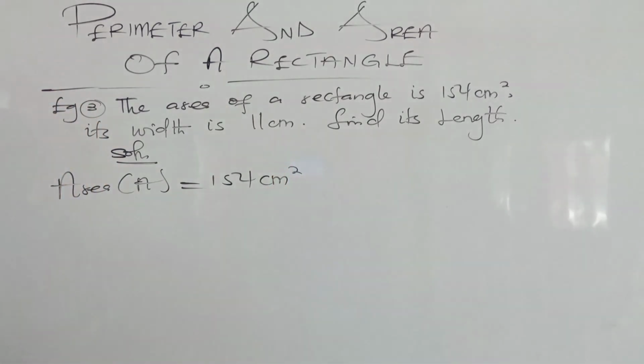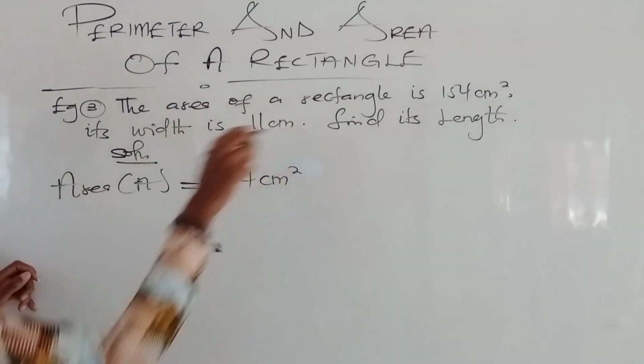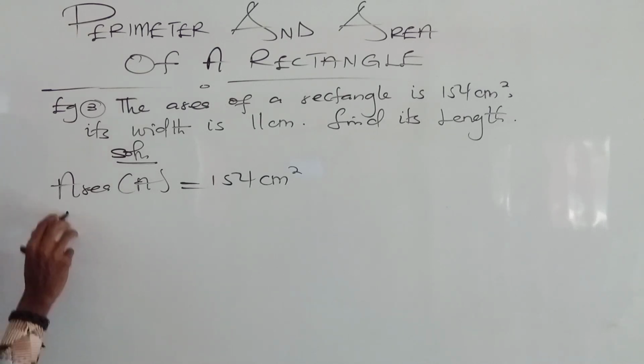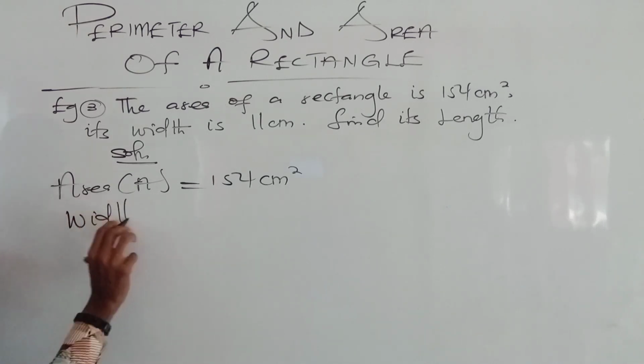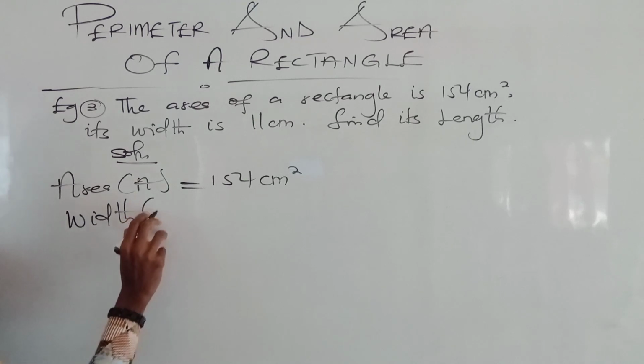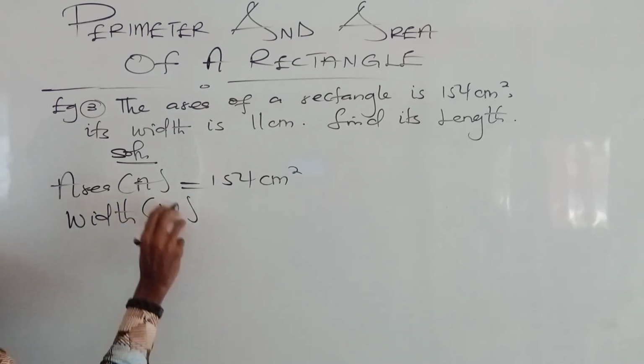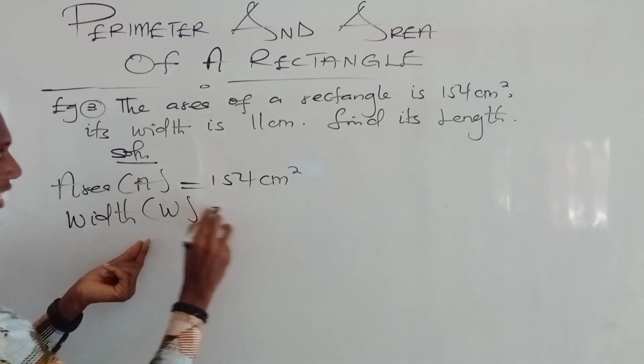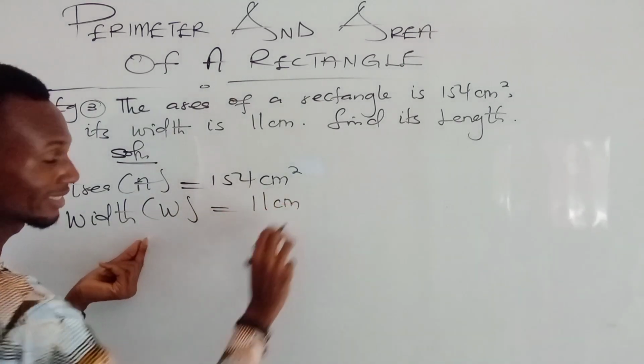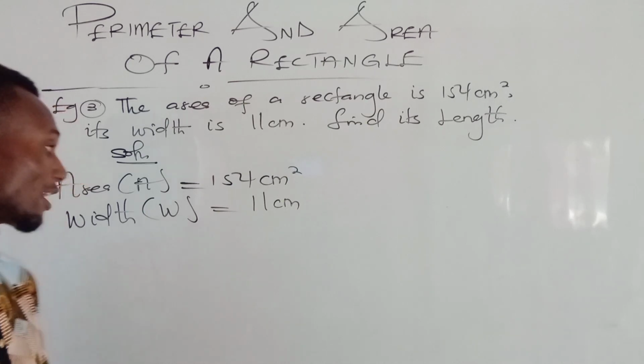Now it says that its width is 11 centimeters. So let's write the width down. Again, write the width in full. Don't write only W. Write the width in full, then now you can do it in brackets W, equals 11 centimeters. So that's how to go about it.